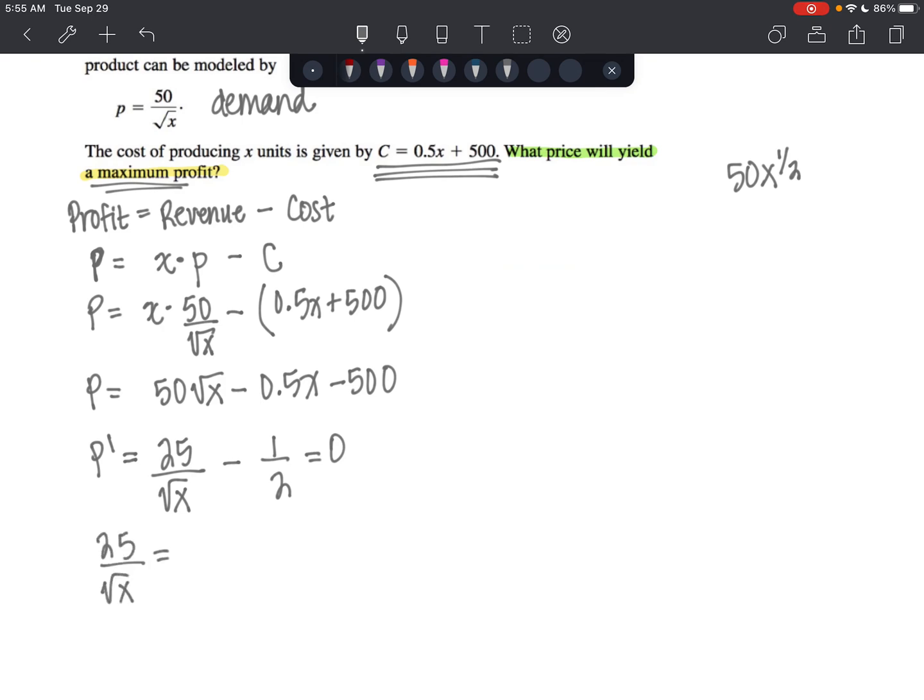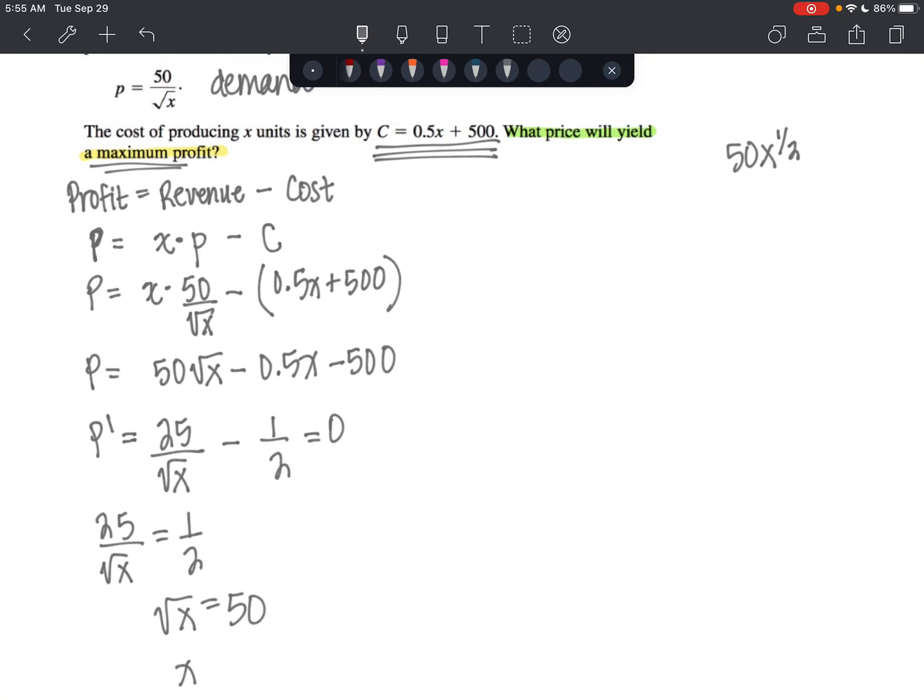25 over the square root of x is equal to 1/2. The square root of x is equal to 50. I'm just going to hang on to that for a minute. I can say, okay, well, x equals 2,500. If you're not comfortable with that, that's fine. But I'm going to show you why I hung on to that, because I need to find the price.